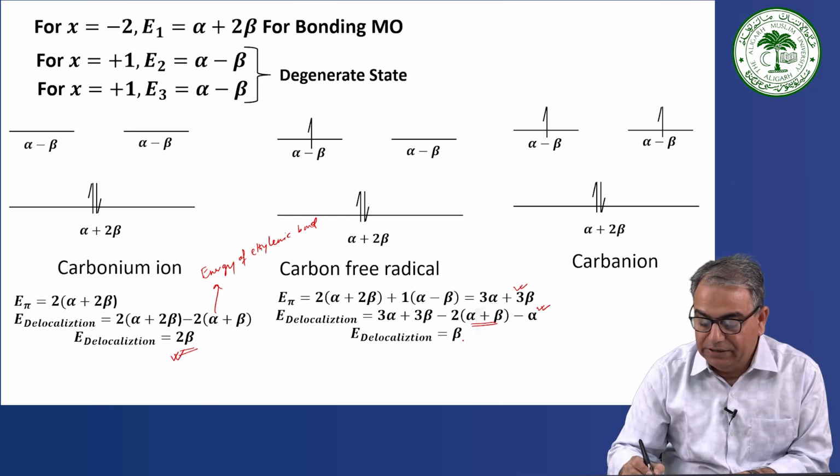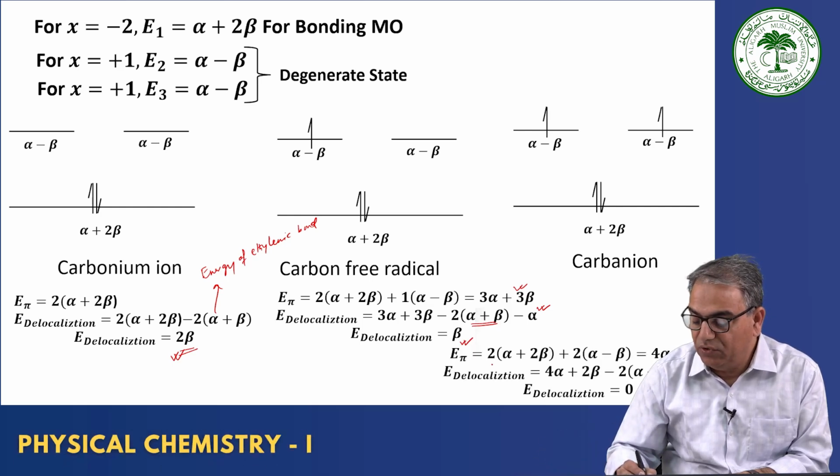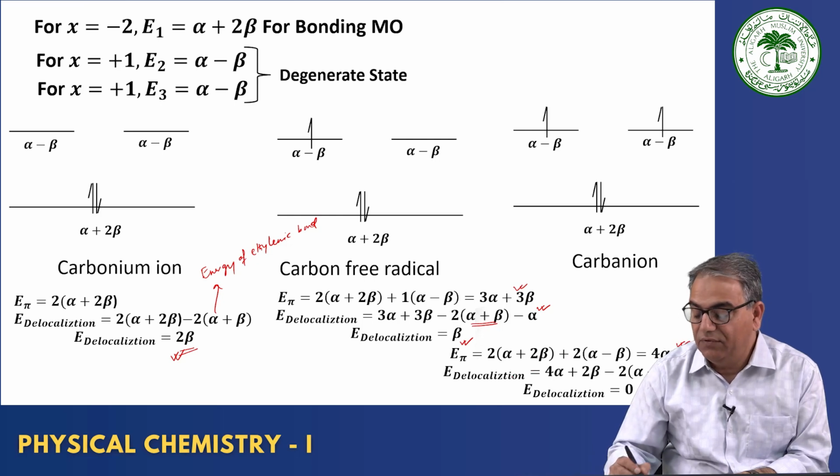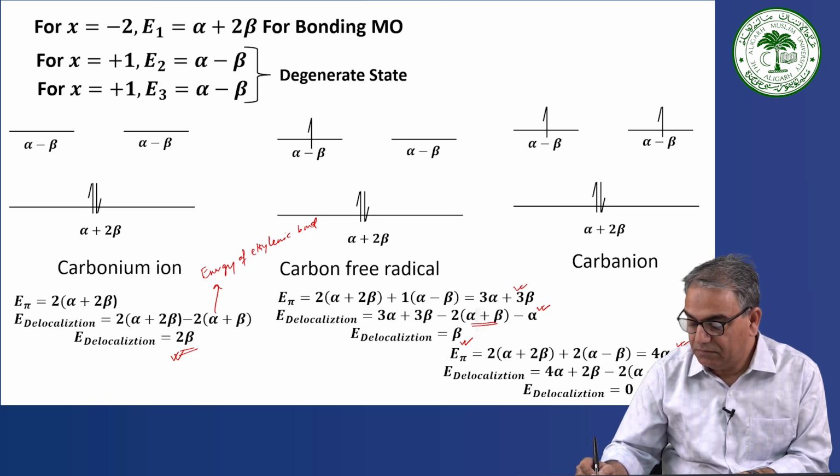Okay, so here the delocalization energy is beta in the case of the carbon free radical. For the carbanion, if you calculate, the total energy is 4 alpha plus 2 beta, because it will be 4 beta minus 2 beta. And if you look at both the electrons being in the ethylenic bond, then you have 2 alpha plus beta minus 2 alpha.